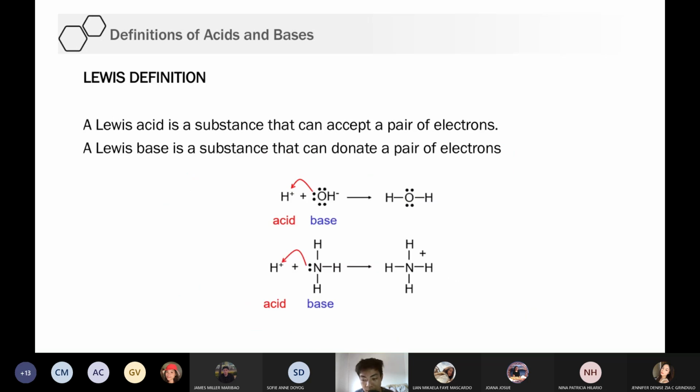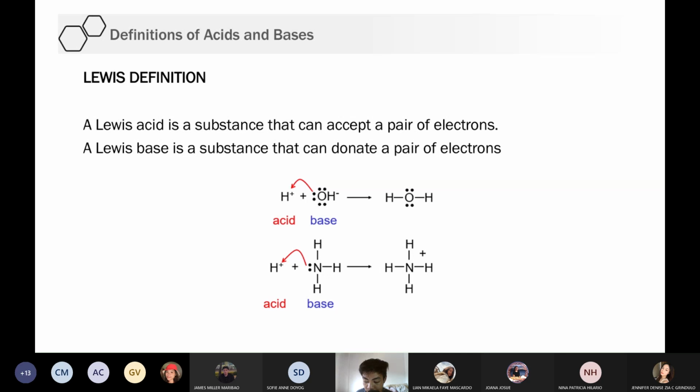And according kay Lewis naman, bases are molecules that donate electron pair. So, yung lone pair, idodonate nila sa other atom. Yung atom na tatanggap ng lone pair ng base ay tinatawag nating acid. Ano yung shortcut ko dito? Pag base, siya yung mababawasan ng lone pair. Just look at the molecule. Sino yung nabawasan ng lone pair?